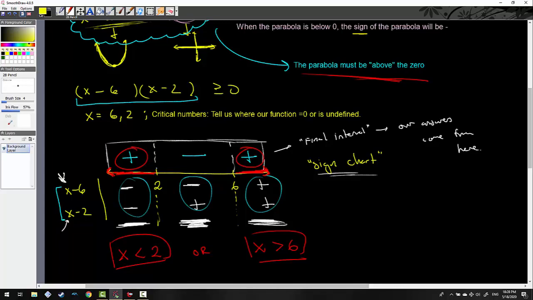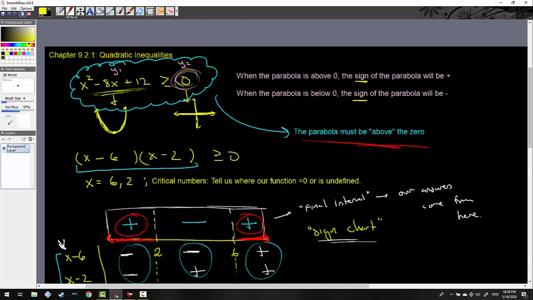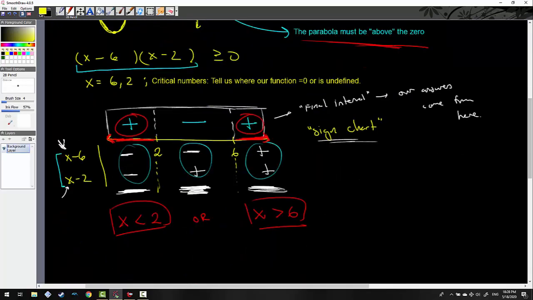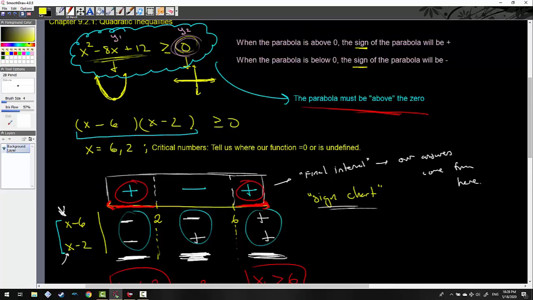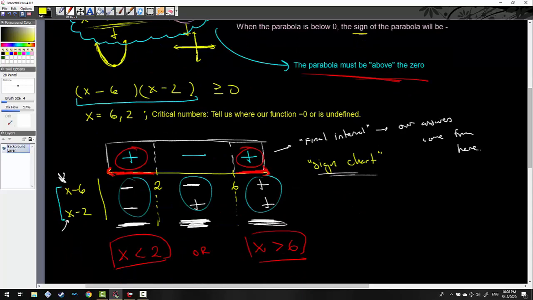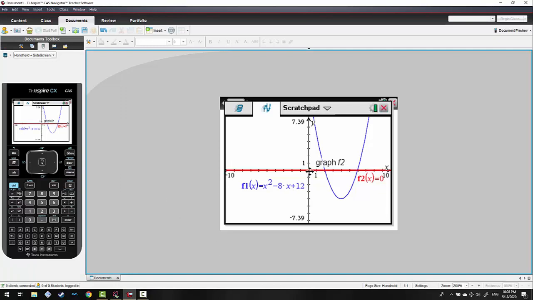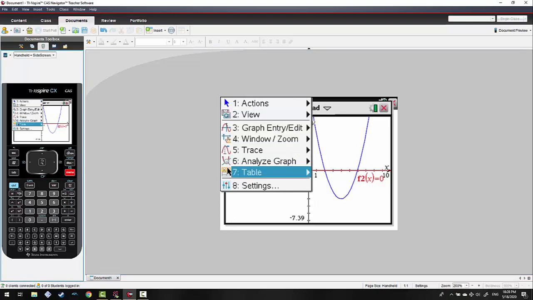So remember, this is all graphical, right? We're comparing a parabola to the x-axis, or a line that's on the x-axis. And we know that the parabola will be above 0 as long as x is less than 2 or x is greater than 6. So let's take a look at that on our graph. We graphed it for a reason. Notice how, again, we're above sometimes and we're below sometimes. Let's find the points of intersection right there.